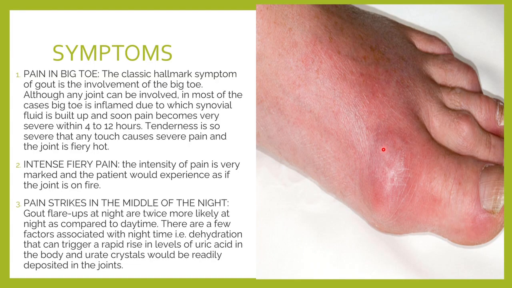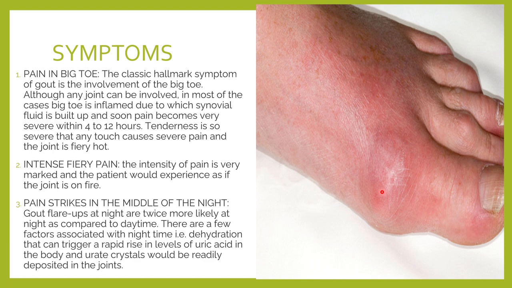Main symptom is the pain in the big toe. This is the classic sign of gout, and here the patient complains of pain which involves this big toe. No doubt any other joint can be involved, but this is the most common joint which we see involved in gout. Majority of the time the patient will complain of severe pain, so much so that even if the bed sheet touches this area, the pain will be so severe that he cannot tolerate it. The intensity of the pain is very high. Patient feels severe pain, and this pain usually strikes in the middle of the night.